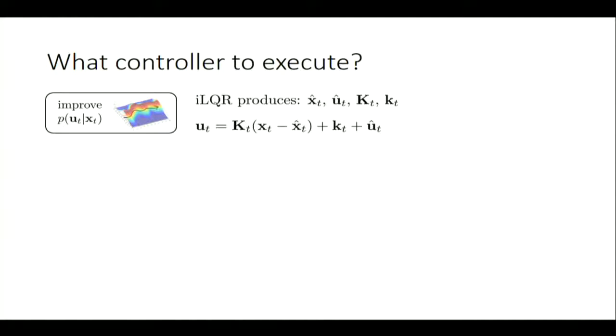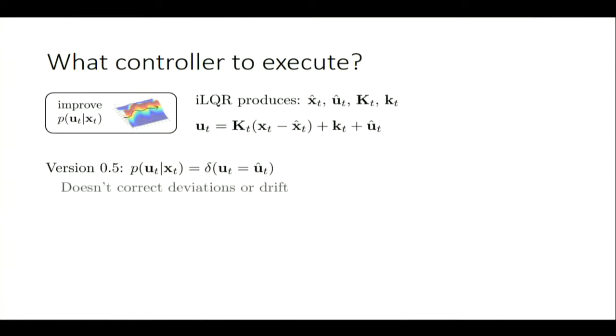So what can we execute? Well, version 0.5, what if we just say that our distribution over actions is just a delta function at the planned action? So basically, with probability 1, take the action that you planned, and everything else is probability 0. So that just means execute the actions you've planned in open loop. Okay, so that's kind of a reasonable thing. That's a little bit like the model-based RL algorithm version 1.0.